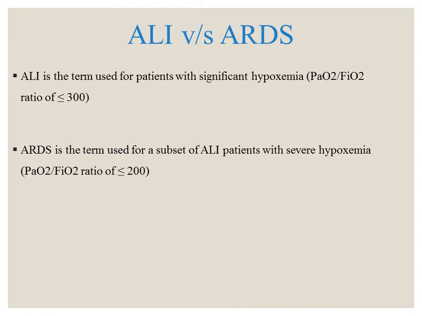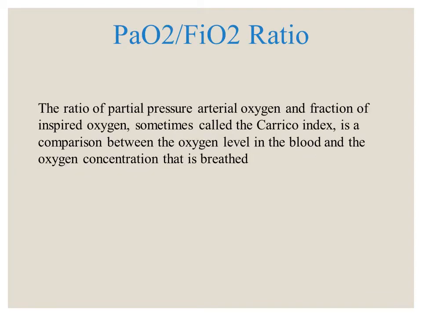In severe ARDS, this ratio is less than 100, in moderate ARDS it is between 100 and 200, and in mild ARDS it is between 200 and 300. It is the ratio of the partial pressure of arterial oxygen to the fraction of inspired oxygen, and is also referred to as the Carrico index. It is the comparison between the oxygen level in the blood and the oxygen concentration that is breathed in from the outside.